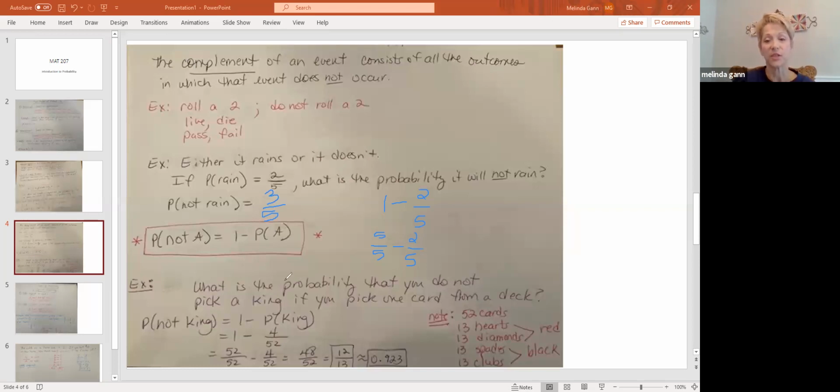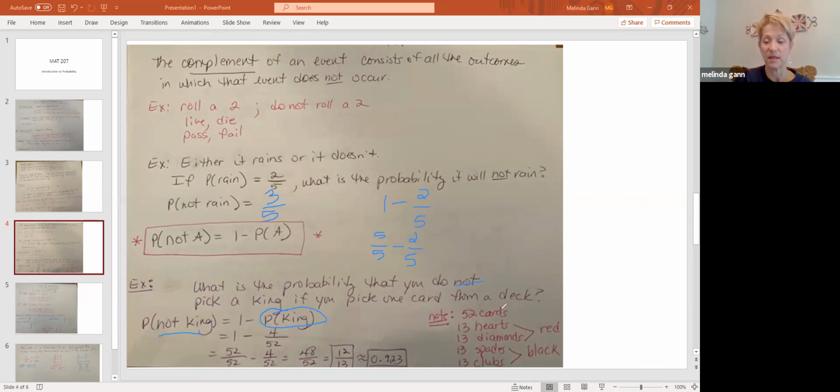Okay, so it says, what's the probability that you do not pick a king if you pick one card from a deck? So what's the probability that I'm not going to get a king? Well, it's going to be 1 minus the probability that I do get a king. So I've got to go do this probability. Remember, what goes on the bottom is the total. Now, if you don't know something about cards, you need to learn them.